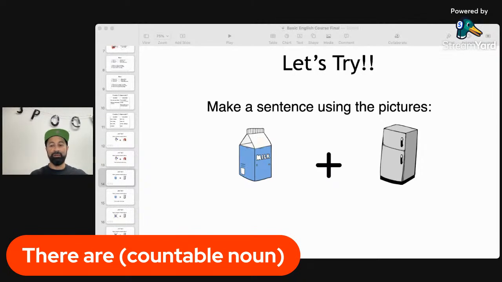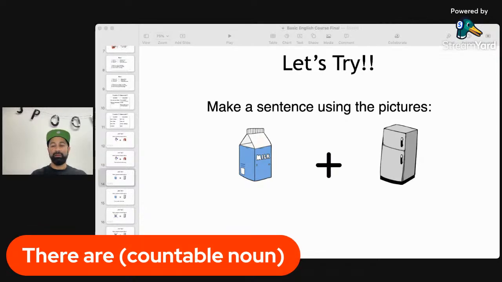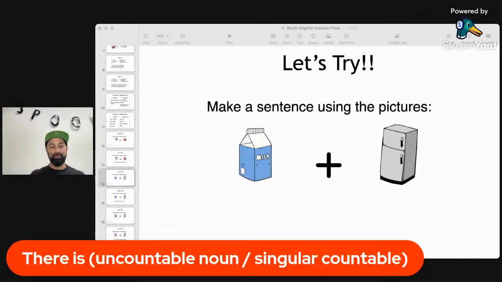All right, there are is followed by a countable noun. There is followed by an uncountable noun. Now, there is as well, we could be using one singular countable noun as well. All right, so if there's just one, for example, one pencil, I would say there is. All right, so there is an uncountable noun or a singular countable noun.